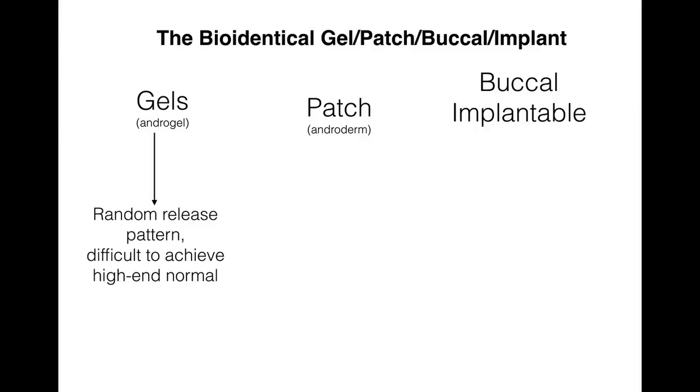First of all, the gels have a random release pattern because of the way they are absorbed through the skin. This can mimic, probably more accurately, some of what happens in the body. Testosterone is pushed out in pulses versus all at once in the body. However, that might be a good thing, but gels don't adequately seem to achieve the high end of normal range that we would be optimally trying to produce in testosterone replacement therapy. So while the gels might give you this random release pattern and not spike too high, they often have a very difficult time getting the blood values to where we want them to be.